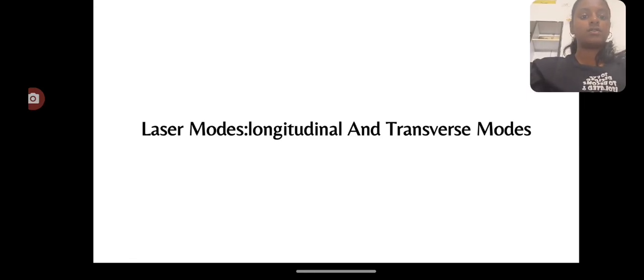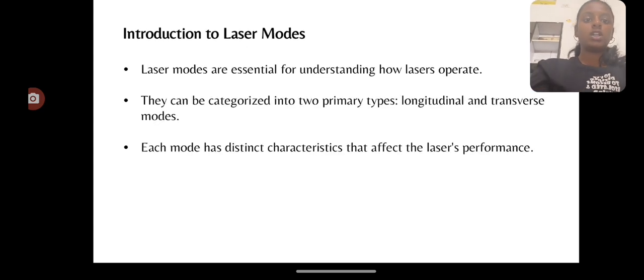Myself Shraddha of CSCF. Today, the concept video that I got is laser modes, longitudinal and transverse modes. What is a laser mode? So, introduction to laser mode.